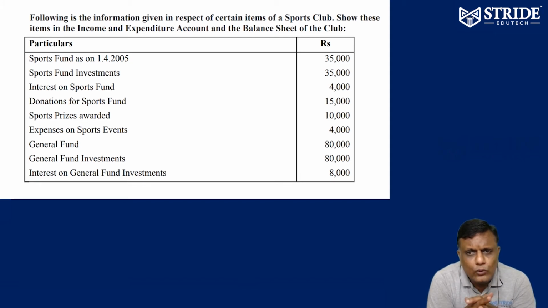Sports fund opening 1/4/2005: 35,000. Sports fund investment: 35,000. Interest on sports fund: 4,000. Donation for sports fund: 15,000. Right. These are all related to the sports fund only. Next, sports prize awarded: 10,000. Expense on sports event: 4,000. General fund: 80,000. General fund investment: 80,000. Interest on general fund investment: 8,000. That's it. So you are supposed to prepare the income and expenditure account and the balance sheet of the club.